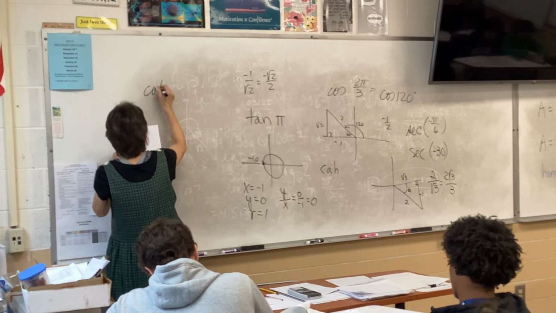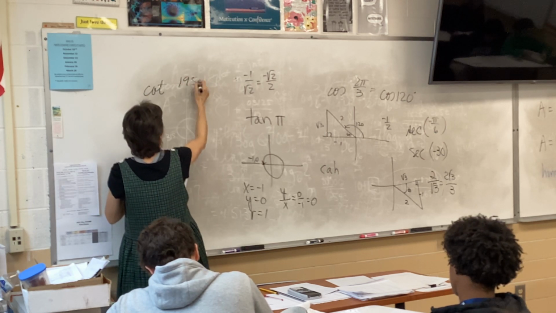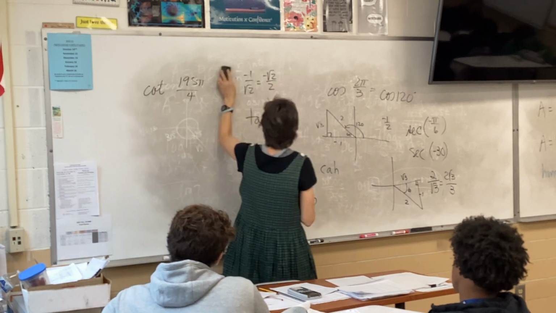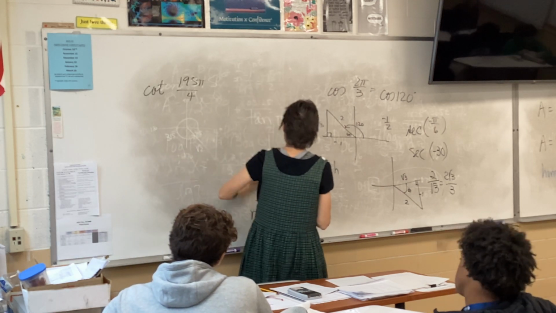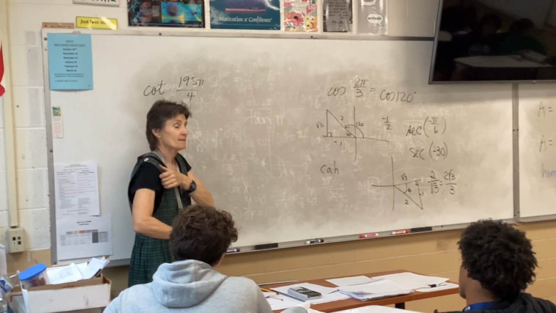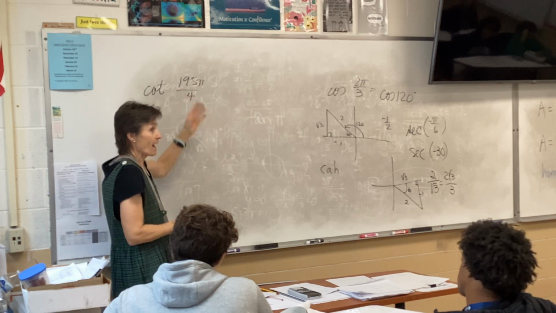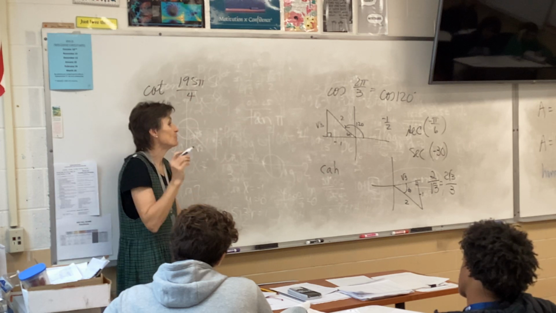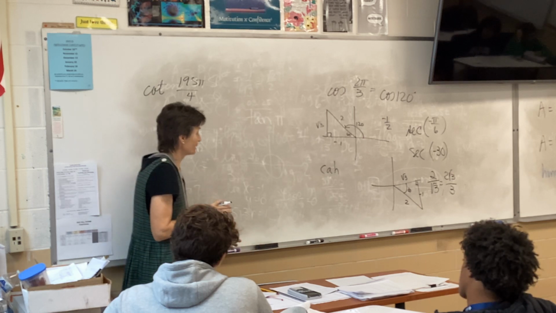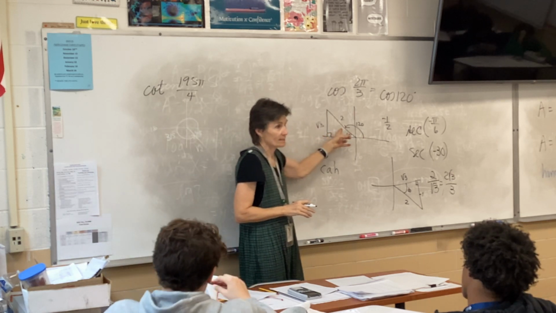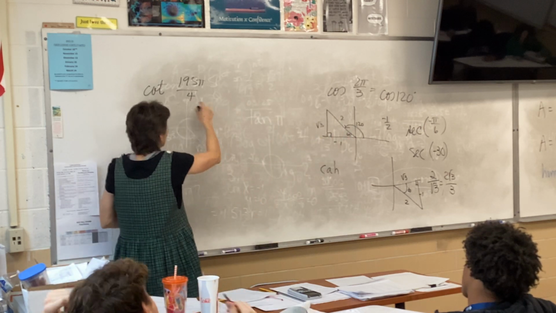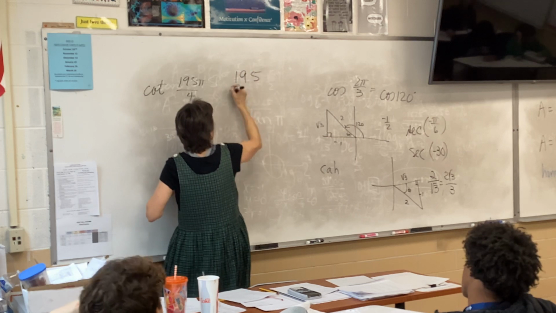Cotangent of 195 pi over 4. Would everybody agree that's a pretty big angle? Which means if I were to draw it, I would be going round and around and around a few times, right? And all those extra revolutions don't matter. All I really need to be able to do is draw a triangle like this, so I don't need all those spins.